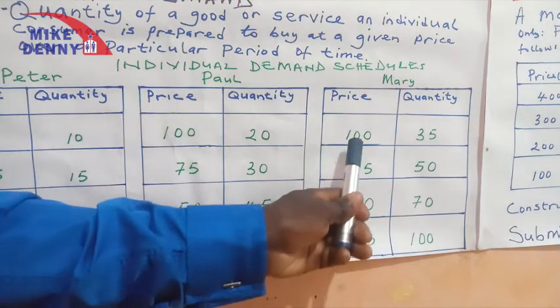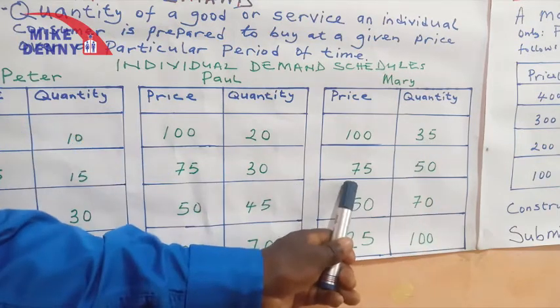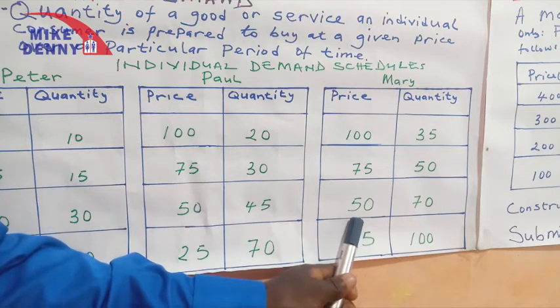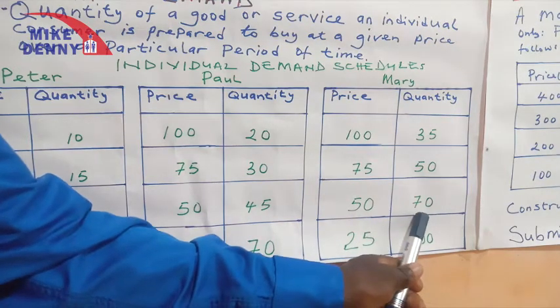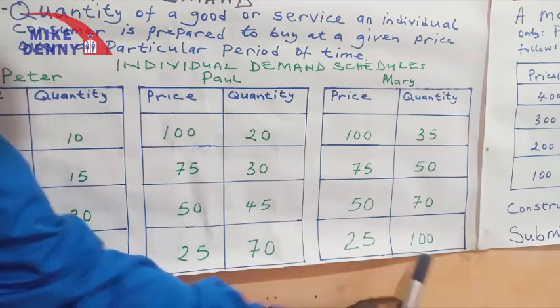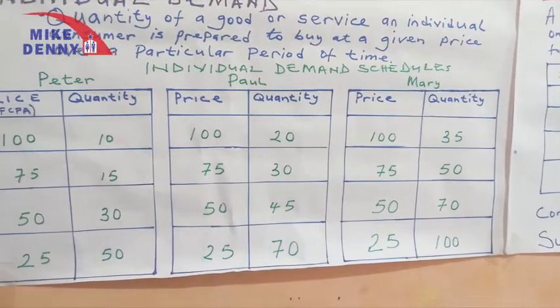At 100, Mary wants to buy 35. At 75, Mary wants to buy 50. At 50, Mary wants to buy 70 units of the good. And at 25, she wants to buy 100. All these are the individual demand for the said commodity.